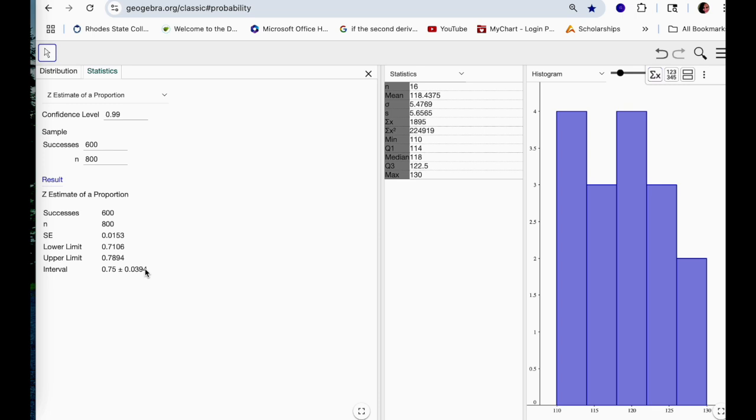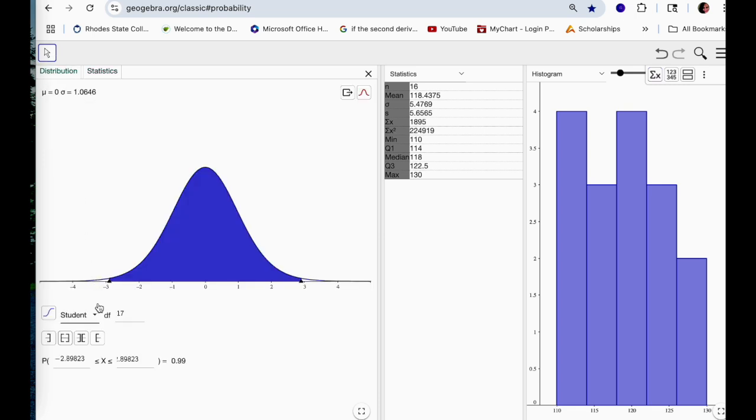But before we can check that by hand, we need to find our z-critical. Why are we bouncing back to z? We just talked about t, but remember when we're using the normal distribution, we use z-scores. And since we're approximating this binomial distribution with the normal distribution, we need to use z-critical, not t. So I'm going to go back to my distribution. I'm going to make sure I'm on the normal distribution.